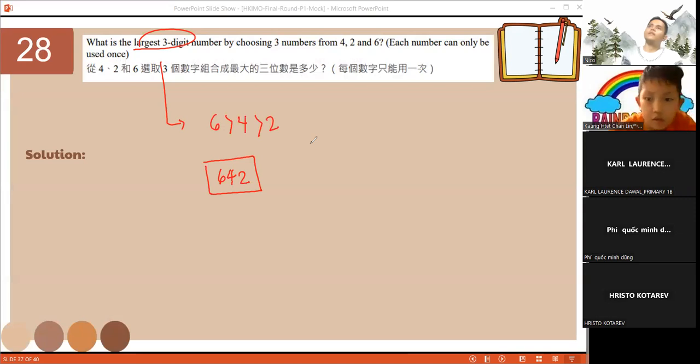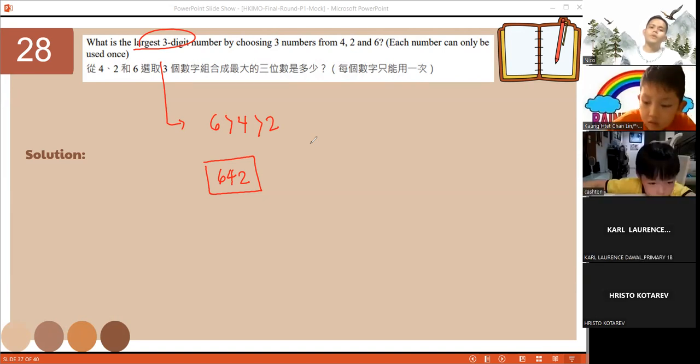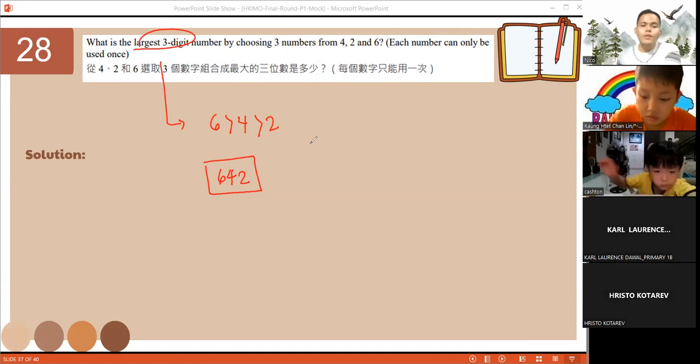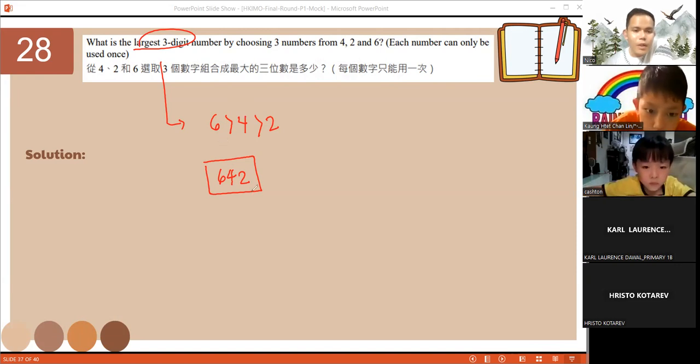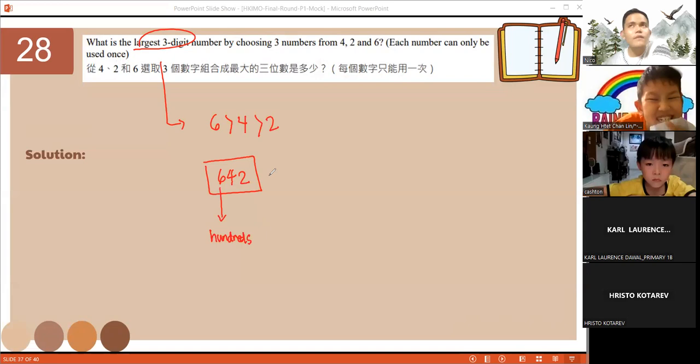So in the highest placement here, which is the 100s digit, you put the biggest number possible. That's why the 6 here is placed in the 100s. If you have 642, then you have 246. Of course, 200 is smaller than 600, right? As much as possible, we write 642. Okay?